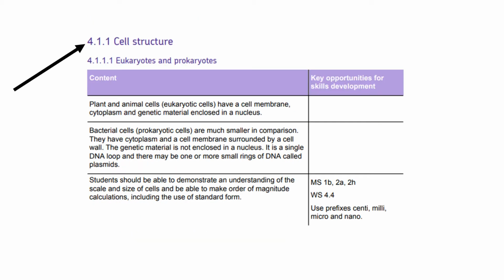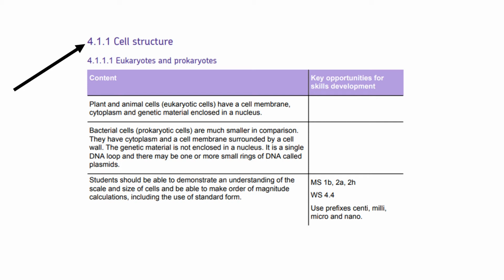Now, if you scroll down a little bit, it normally gives you some information at the top about the unit, what it's about. You'll see that there is an overarching section, which will be cell structure. Okay, so where the arrow is pointing, that is the cell structure. So that's kind of the chapter as you were doing in classes.